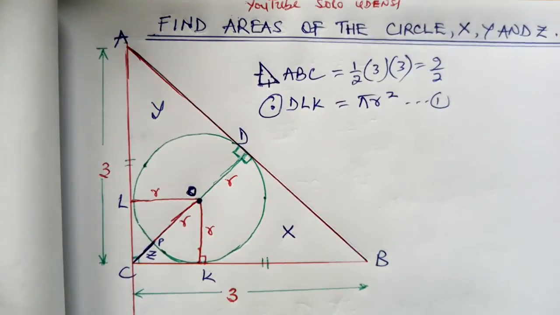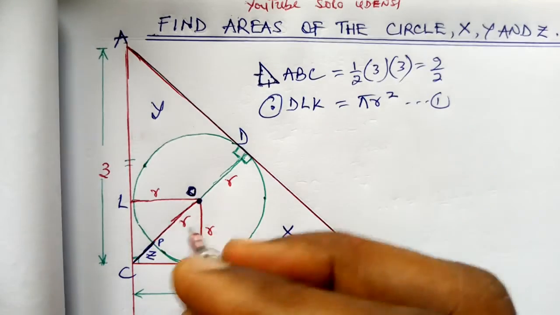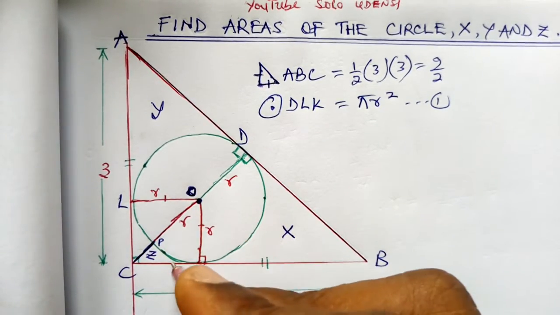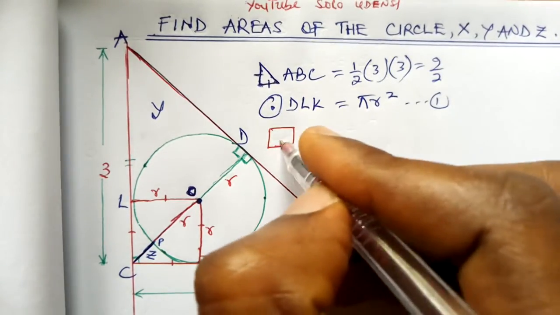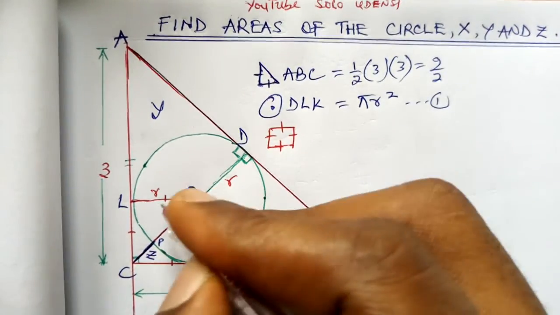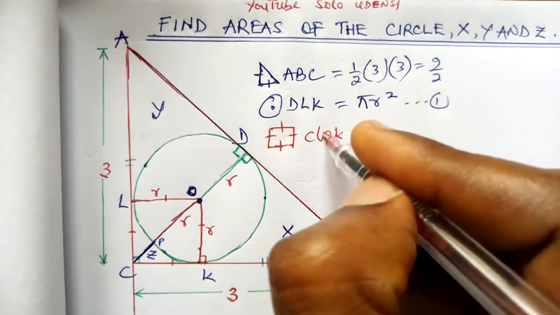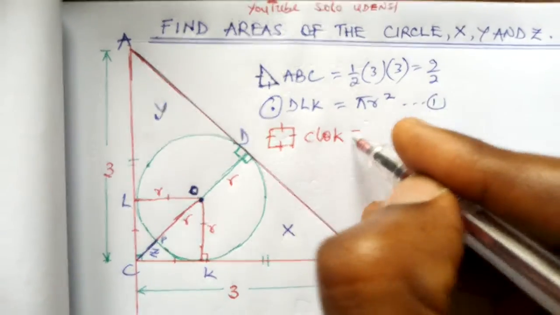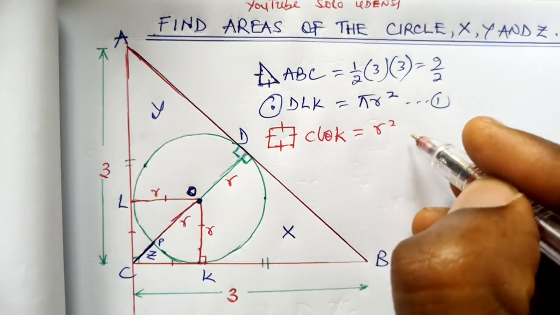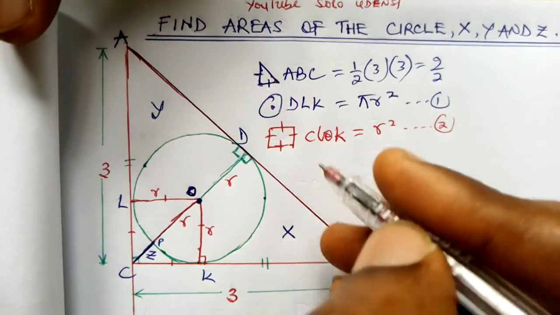Equation 1, pi r squared. We can also find the area of this square. You know, this is r, is equal to here, is equal to here, is equal to here. So it's a square. Area of square, let me write it this way, square CLOK. Area of CLOK is equal to r squared. That's the length times breadth. So we call it equation 2.